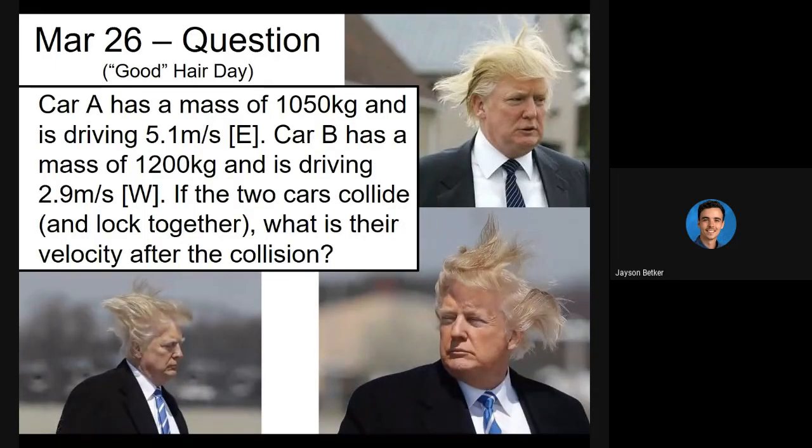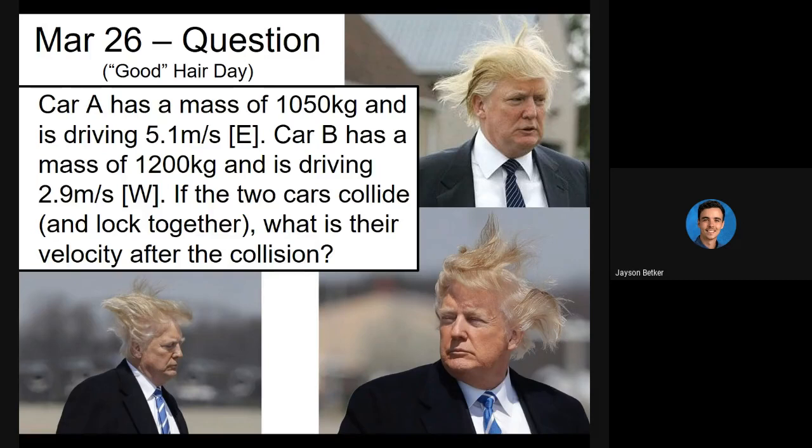Today is technically Good Hair Day, but because most of us are hanging out at home, I don't think we're too worried about having the best hair right now. So we got some inspiration from this gentleman right here. So, Good Hair Day. Unfortunately, my question doesn't really have anything to do with that.